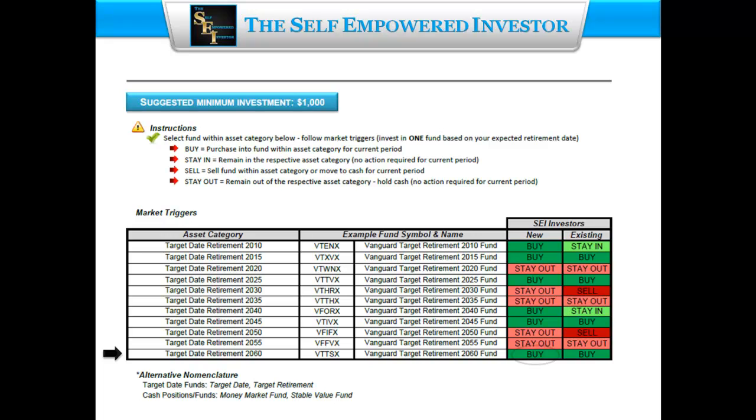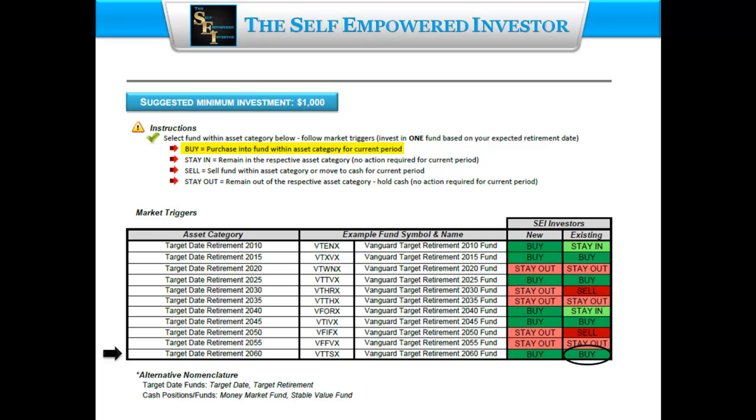If the trigger states buy, a new SEI customer would simply go into their employer's plan or their self-directed brokerage account and move money from what they're currently invested in into a target date 2060 fund. If you don't see a target date 2060 fund, select the furthest out date like 2055 or 2050 that's available through your employer or low-cost broker. Now, staying with the buy trigger, if you're an existing SEI customer, you would simply move money from your cash equivalent fund into the target date 2060 fund.